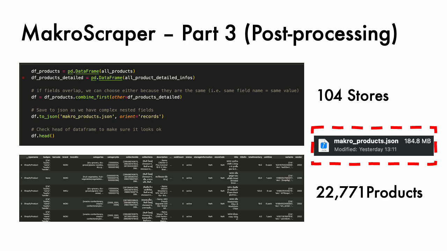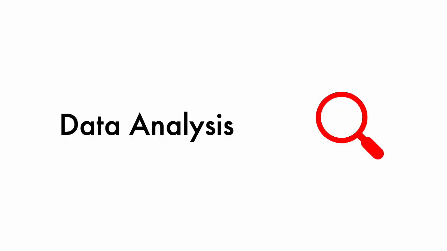To give you a glimpse of how much data was gathered, around 20,000 products were gathered from around 100 Makro stores. Each item was so rich in details that their data contained deep nested fields, which had to be saved as a JSON file so that data was not lost or incorrectly parsed. After obtaining data via scraping, I was ready for analysis.